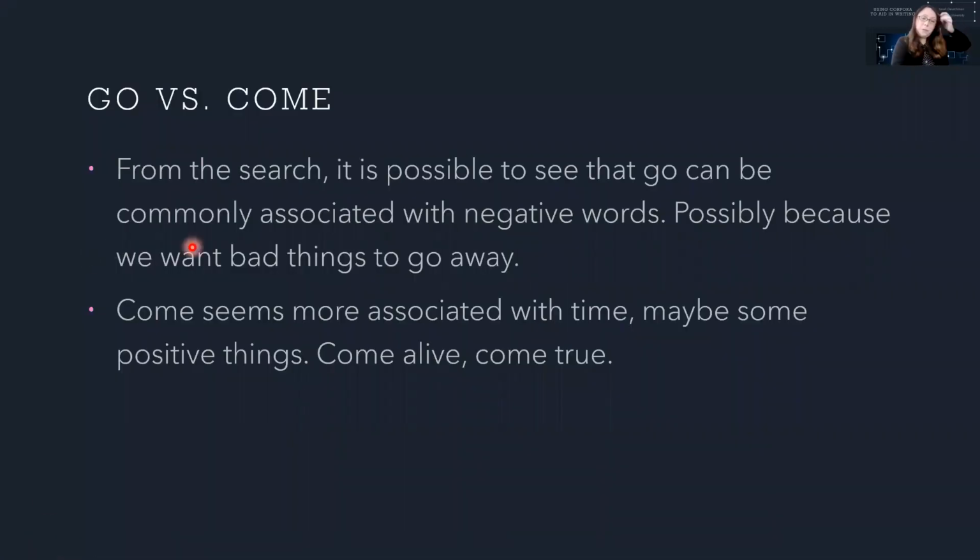So from the search, it's possible to see that go can be associated with negative words. Because you saw like go bankrupt, go crazy. This could possibly be because we want the negative things to go away from us. Come can be associated with time and maybe some positive things like come alive, come true, because you might want some positive things to come towards you.